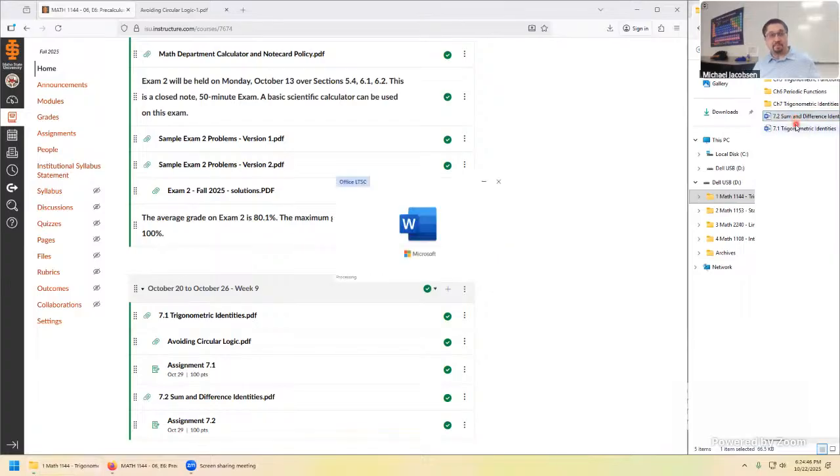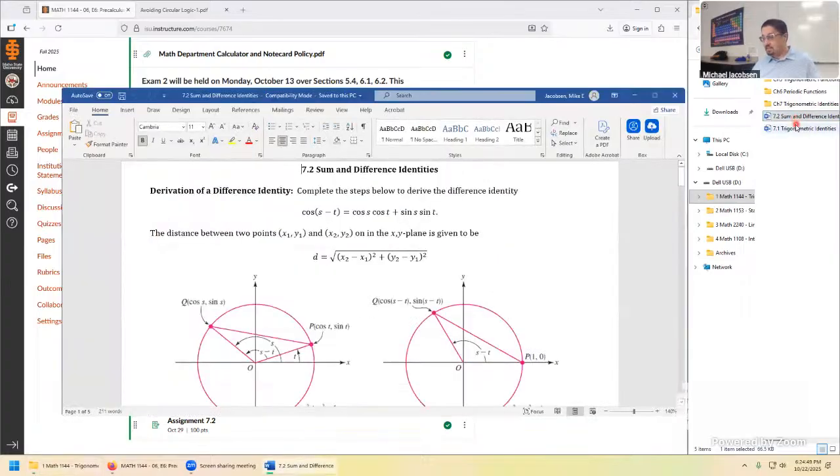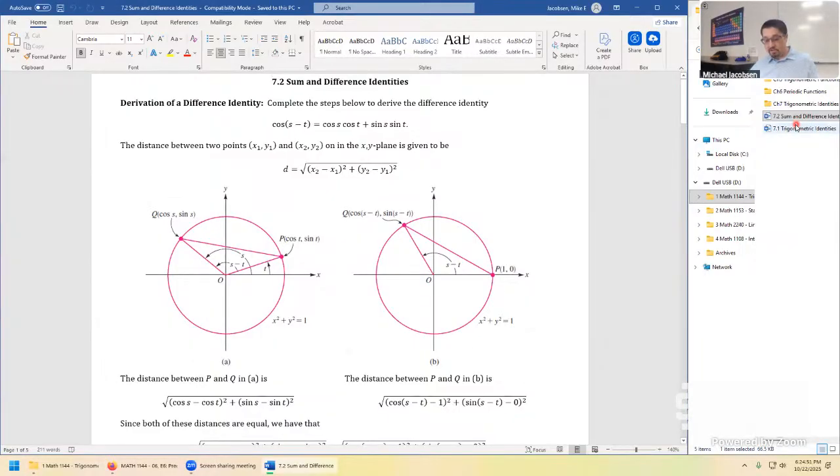Because that's such a common name to just say the addition formulas, we should say it right up here at the very top of the notes. These are the sum and difference identities, also known as the addition formulas.